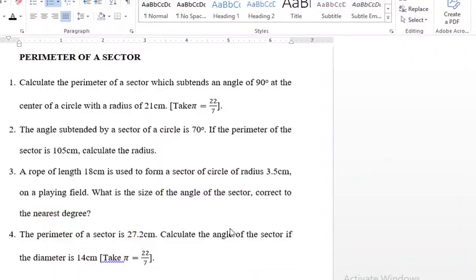So the third question says: a rope of length 18 centimeter is used to form a sector of circle of radius 3.5 on a playing field. What is the size of the angle of the sector? So we need to think critically for this question. It says a rope of length.